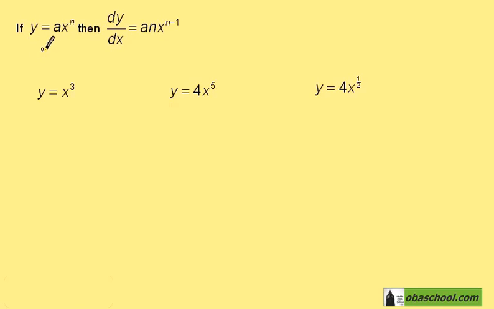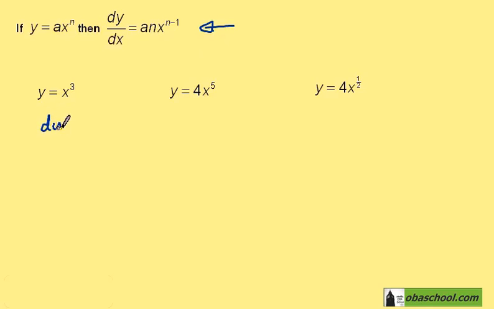If y is equal to a times x to the power n, then the gradient function dy dx is a times n times x to the n minus 1. So we're going to use this in various situations.